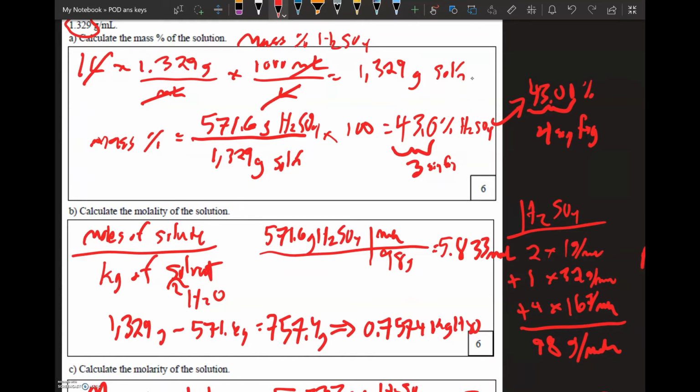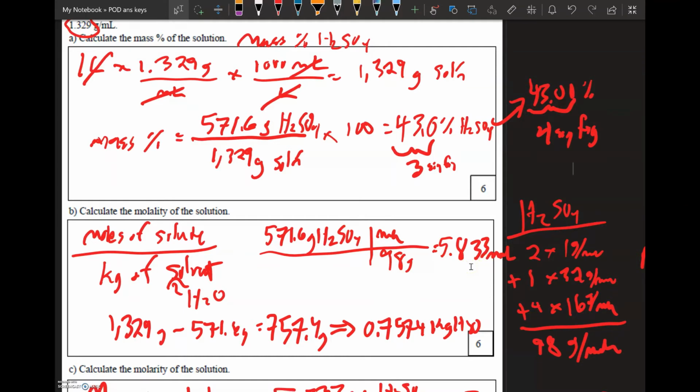Part B asks us to calculate the molality of the solution. So molality is moles of solute per kilograms of solvent. In this particular example, water is our solvent. So the first thing I'm going to do is take the mass of sulfuric acid, and we need to convert that into moles by dividing by the molar mass. So on the right hand side, you see how I figured out the molar mass, and then I divided it in by 98, and I get 5.833 moles.